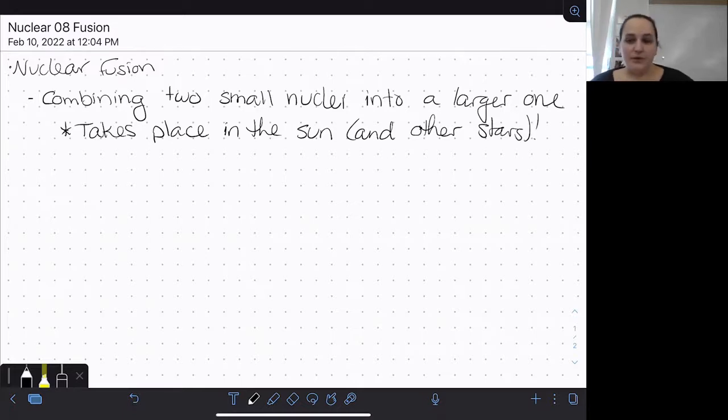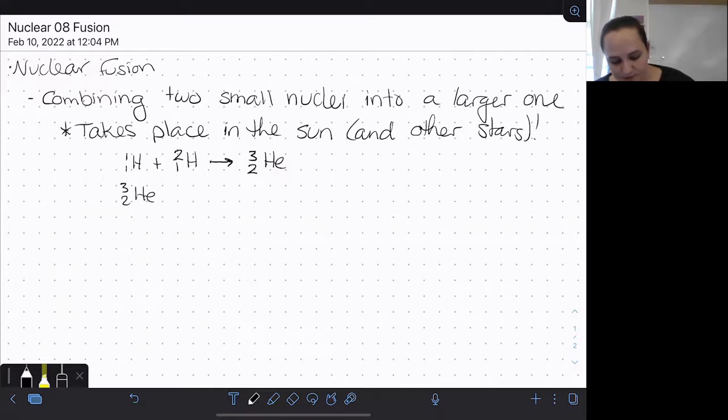So a few examples: most of what is going on in stars is fusion of various isotopes of hydrogen. So for instance, we could combine a nucleus of hydrogen 1 and a nucleus of hydrogen 2, and that gets us a nucleus of helium 3. There are all sorts of different things that can happen. This fusion process can continue.